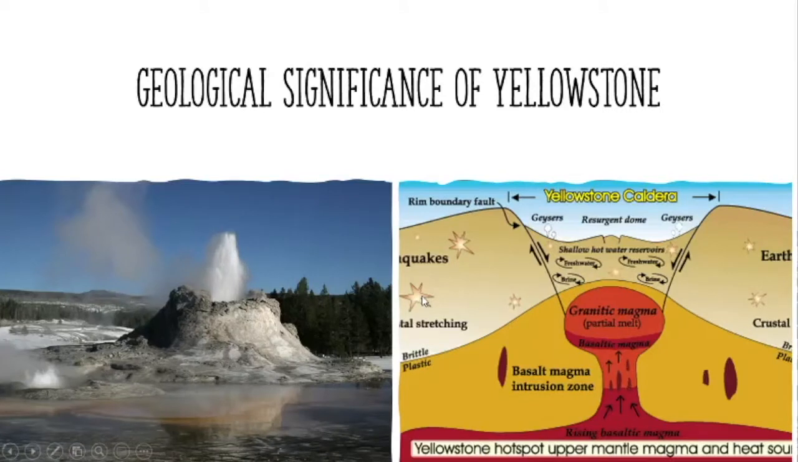The geological significance of Yellowstone. The geology of Yellowstone is very unique, with the caldera of Yellowstone being formed 600,000 years ago during the Pleistocene epoch. It was formed after a supervolcano erupted and emptied its large magma chamber, which collapsed afterwards, as you can see here. This is how it forms.